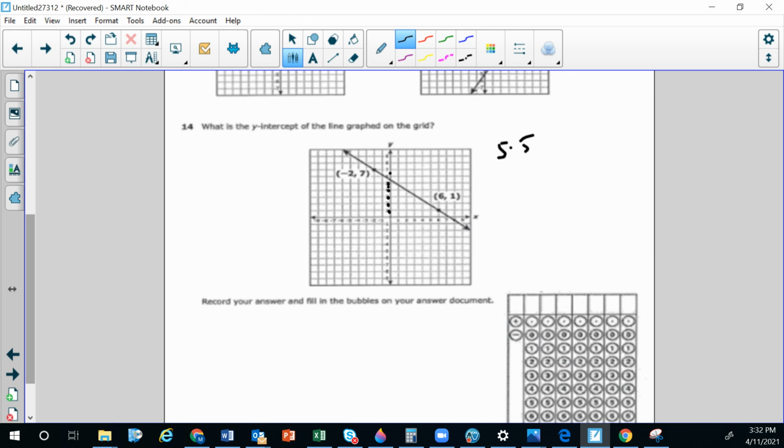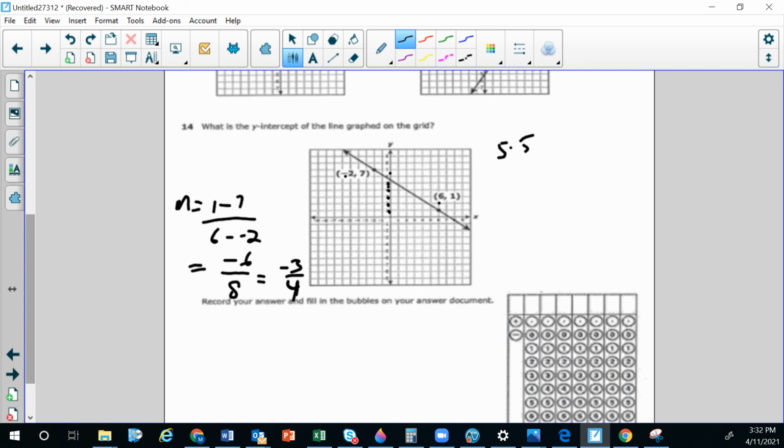We can do that by finding the slope and the y-intercept. Let's prove that for a second. M is my slope, y2 minus y1 over x2 minus x1. That's 1 minus 7 over 6 minus minus 2. That's going to give me -6 over 8. 1 minus 7 is -6, and that gives me -3 over 4. So that's my slope.